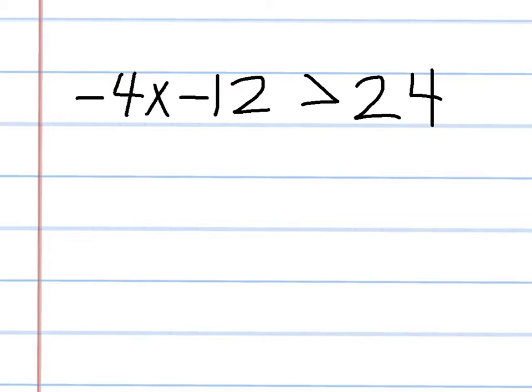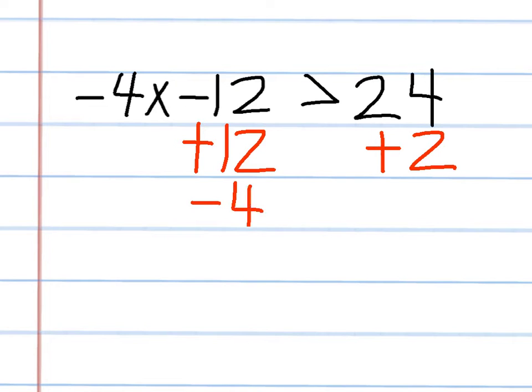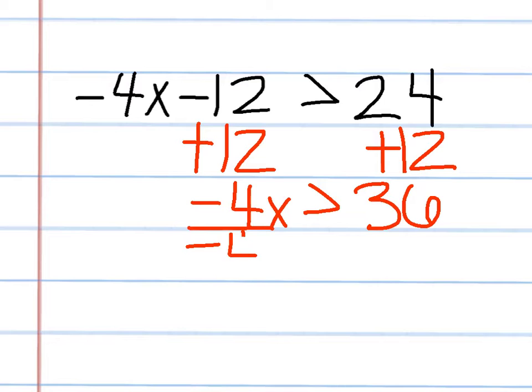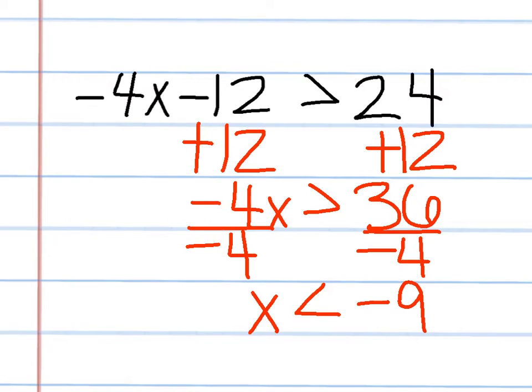We have -4x minus 12 is greater than 24. What's the first step we need to do? Add 12. We're going to add 12 to both sides. Remember, we're just going to treat this greater than sign just like an equal sign for now. So we'll have, okay, that should be a 12. Alright, so we should have -4x on the left. On the right, we should have 36. What's our next step? We need to divide by -4. We're dividing by a negative. So we're going to flip our inequality. And the answer should be x is less than -9.